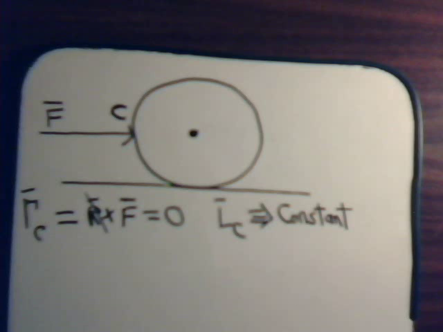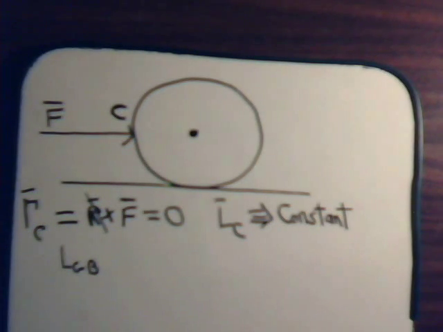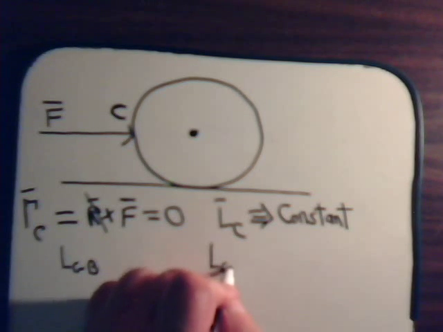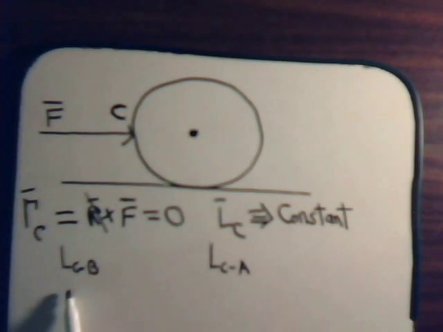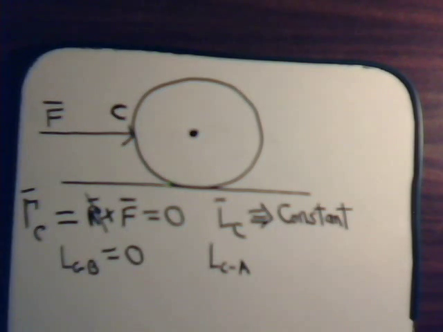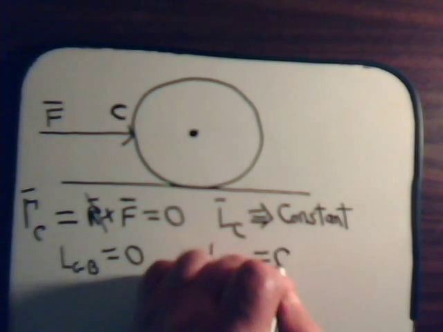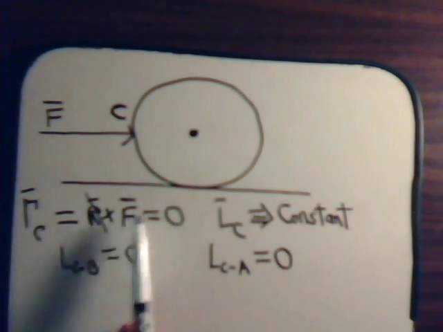Now, let's consider it just before the ball is struck by the cue stick, and let's consider it just afterwards. Before the ball is struck by the cue stick, it's just sitting there, so that's going to be 0. Well, after it's struck by the cue stick, it starts moving, but its angular momentum with respect to point C still has to be 0. Because it's constant. It's conserved because this torque is 0.